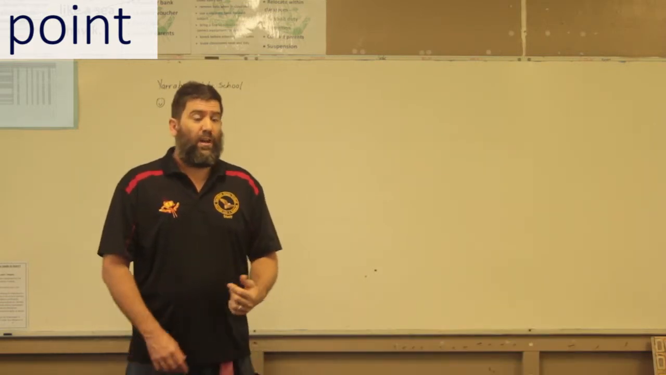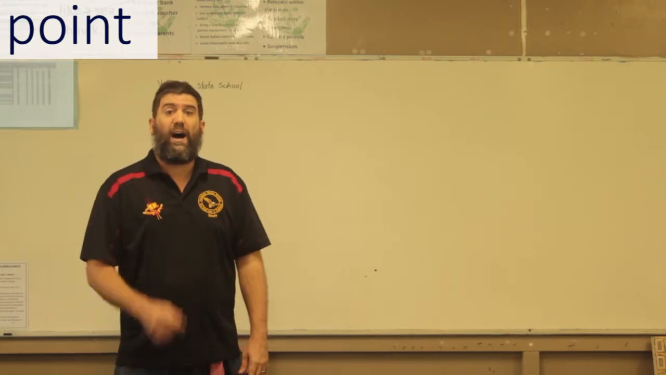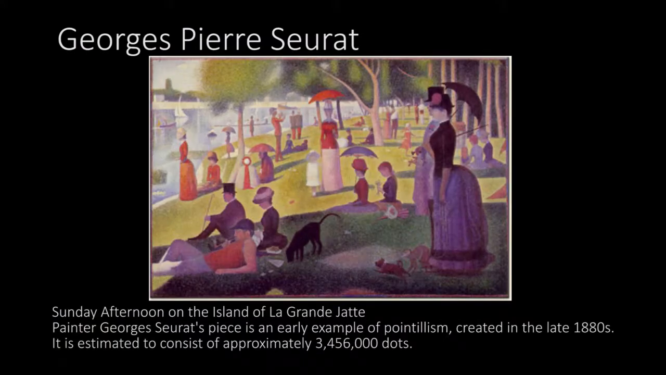Okay, let's go on and I'll show you some examples of some art made out of points. Here's a very famous example of pointillism by the French artist Georges Seurat. Sunday afternoon on the island of La Grande Jatte. And he did this in the late 1880s. It consists of approximately 3.5 million dots to make this painting up.